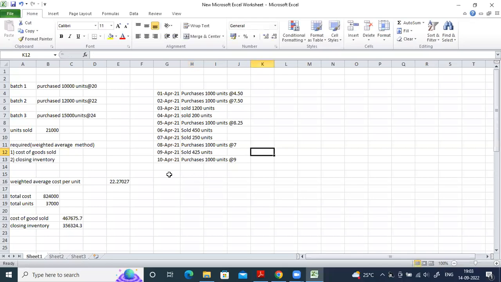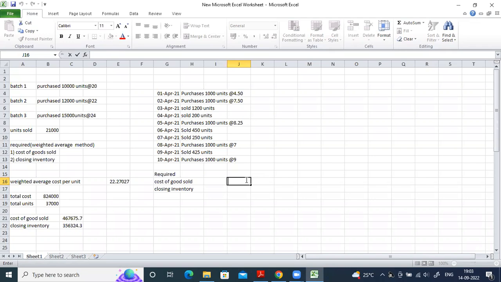Now, requirement, you need to compute both cost of goods sold and closing inventory. Now, this is your home assignment. If you are perfect in this, then you can attempt any question. The requirement is you need to compute the cost of goods sold and inventory by using first in, first out, weighted average, and moving average.